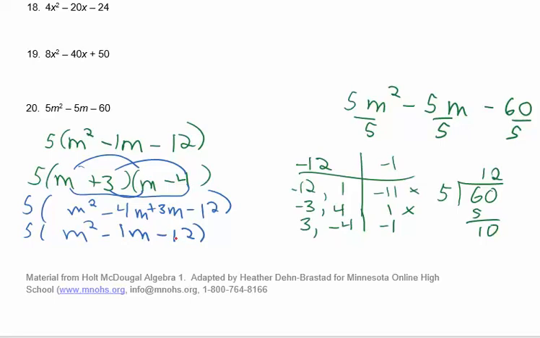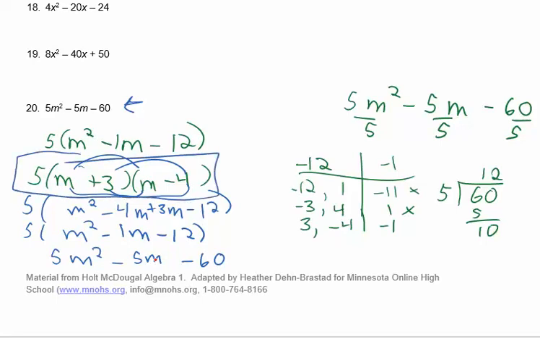Now I multiply the 5 back through with the distributive property to see if I get this. So that'd be 5m squared minus 5m, and then 5 times negative 12 would be minus 60, which is exactly what we started with. So then this right here is the correct answer, the correct factor.